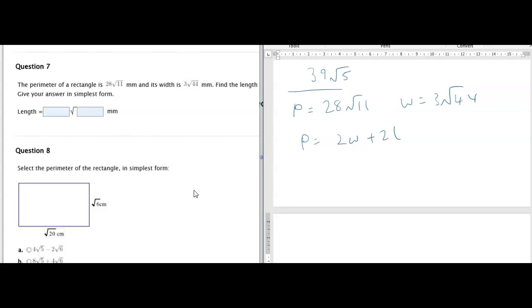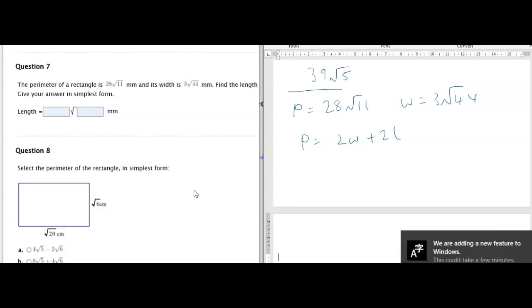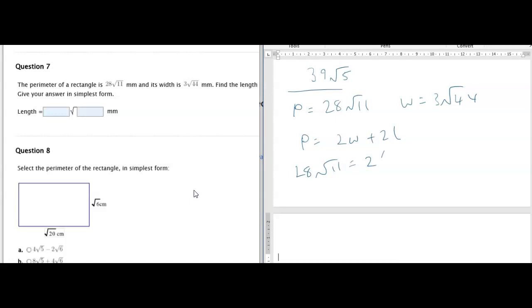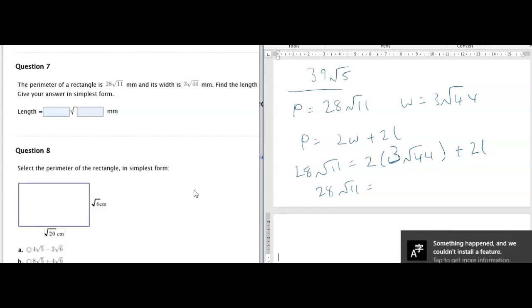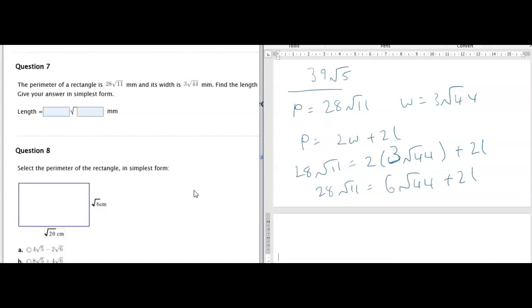So basically we substitute in what we know. So the perimeter is 28 root 11. Your width, so we've got 2 lots of that. I'm going to run out of room here. Okay, so 28 root 11. Why did I write W? Okay, I wasn't concentrating. That should have been a 3. I think that notification coming out was distracting me. Sorry. Plus 2L. Make sure you see that's an L.